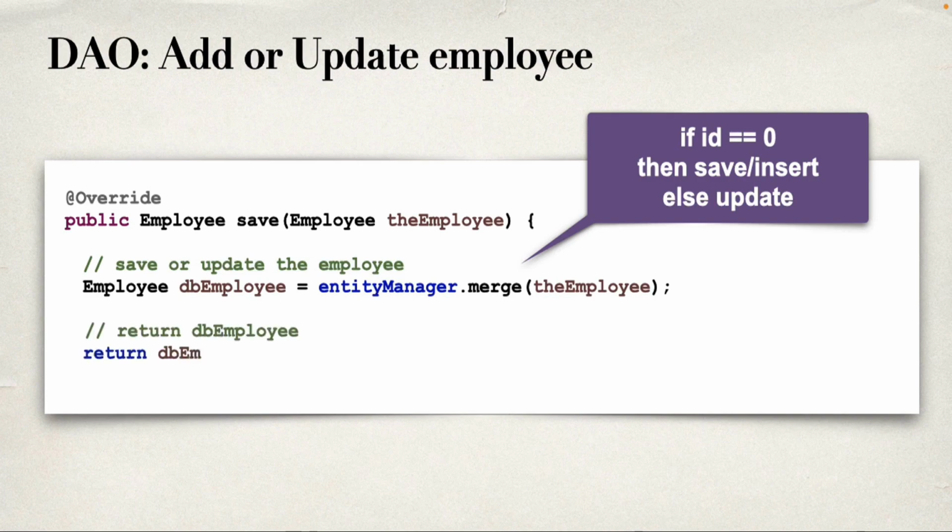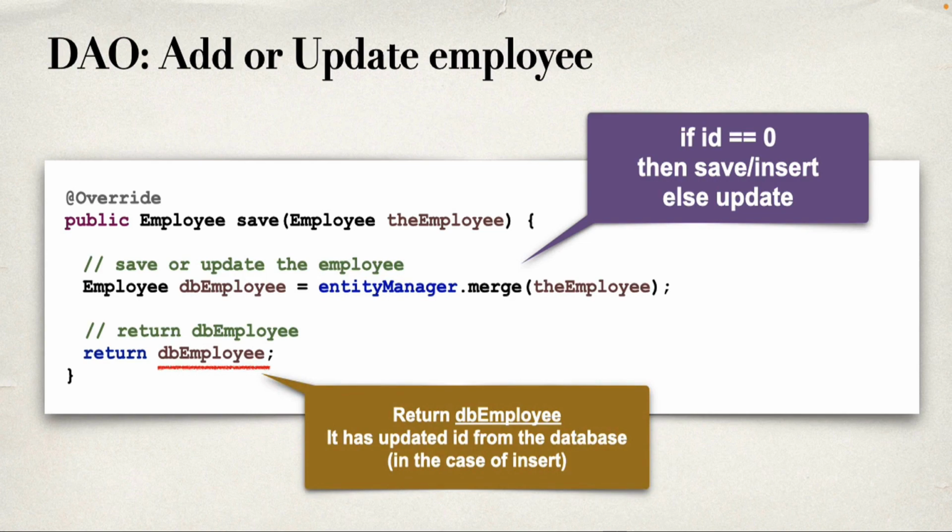So here at the bottom, we say return dbEmployee. It's really important that you return the dbEmployee. This is the one that's been updated from the database. So it has the updated ID from the actual database in the case of an insert. All right, so make sure you return the correct one when you make this given return statement, because effectively you want the latest version from the database, not the one that was passed in.